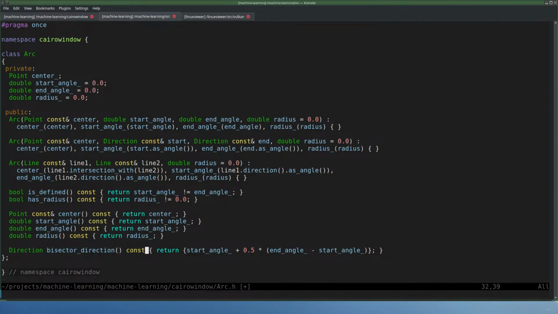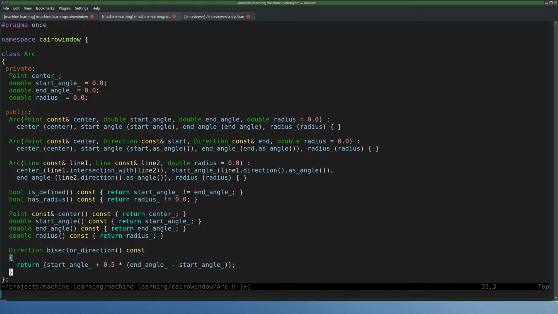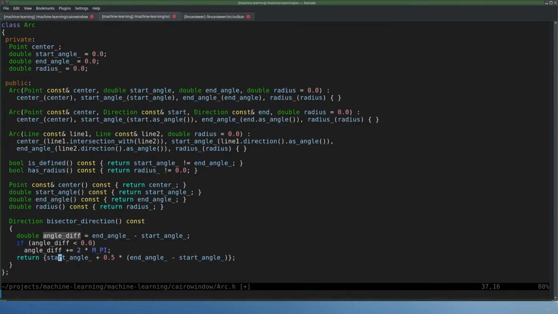Oh, need more code lines here. Double angle diff is that. If angle diff is less than 0, add 2 pi. And then return angle start plus half times the angle diff.